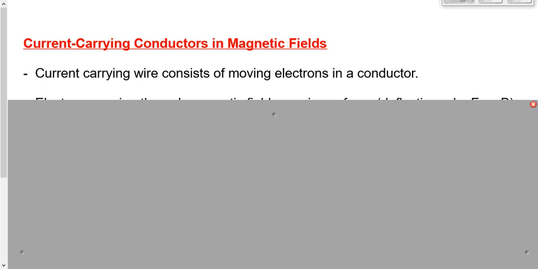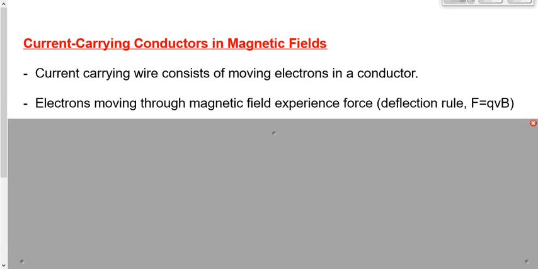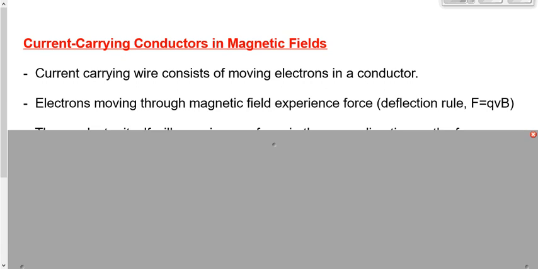A current-carrying wire consists of moving electrons in a conductor, as I just showed you in the diagram. Usually a wire. It doesn't have to be a wire, but some kind of conductor. Now, electrons moving through the magnetic field experience a force, according to what we just said. F is equal to QVB.